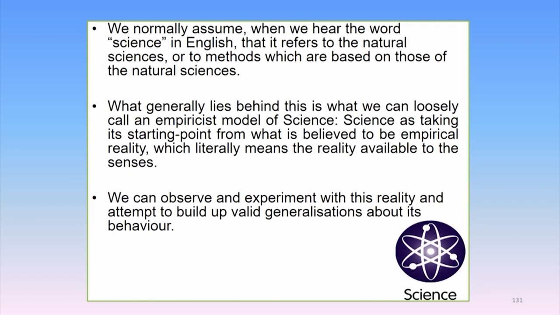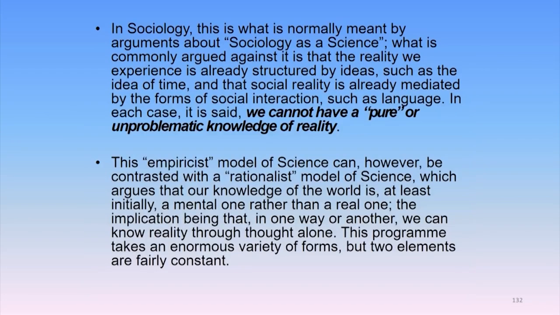Science takes its starting point from what is believed to be empirical reality or experience, which literally means the reality available to us, available to the senses. We can observe and experience this reality and attempt to build up valid generalizations about its behavior. In sociology, this is what is normally meant by arguments about sociology as a science. What is commonly argued against it is that the reality we experience is already structured by ideas such as the idea of time, and that social reality is already mediated by forms of social interaction such as language. In each case, it is said, we cannot have a pure or unproblematic knowledge of reality. In this case, we cannot have a pure observation.